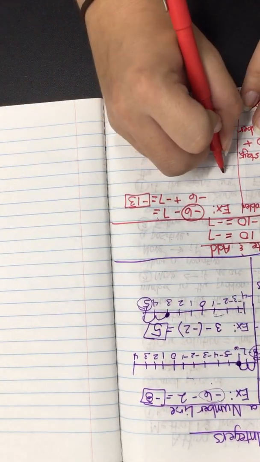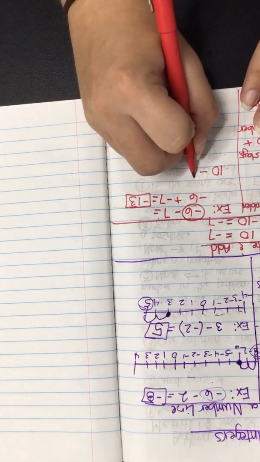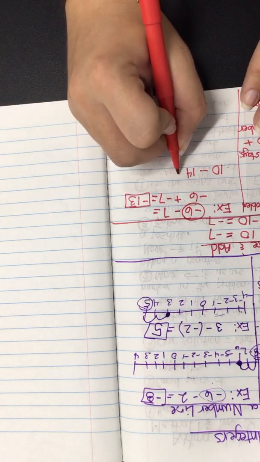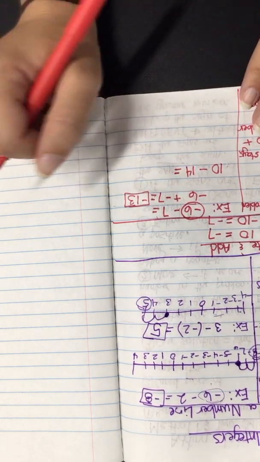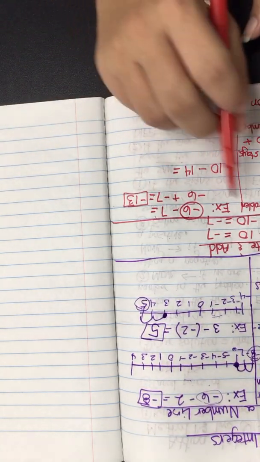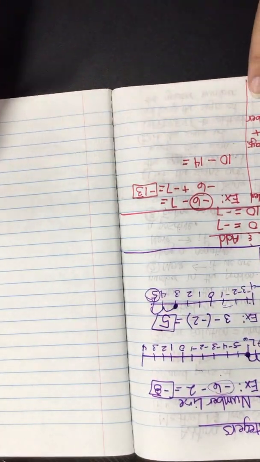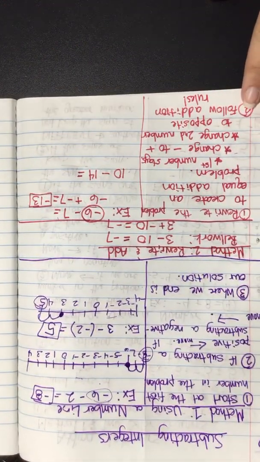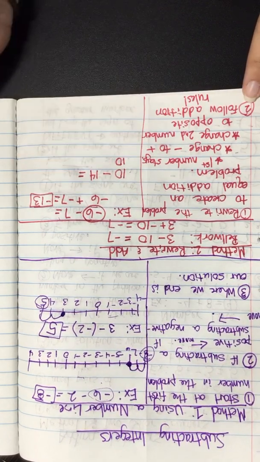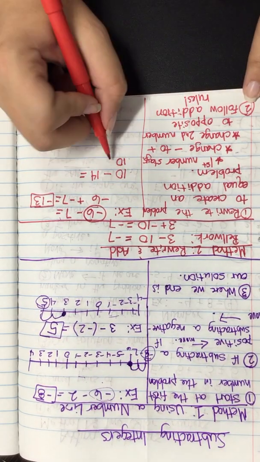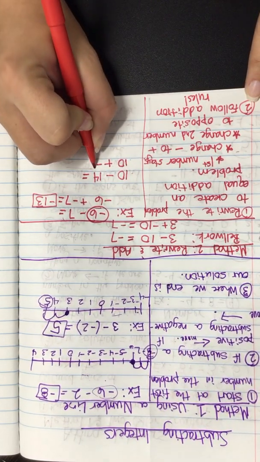Let's say we're trying to solve 10 minus 14. You might say, but Miss Livingood, those are both positive numbers. Why would I even mess with that? Well, the second number is greater. So we're going to follow these rules over here. We're going to rewrite the problem to create an equal addition problem. Our first number stays the same, so our 10 stays positive. Our subtraction becomes addition. And our second number changes to its opposite.